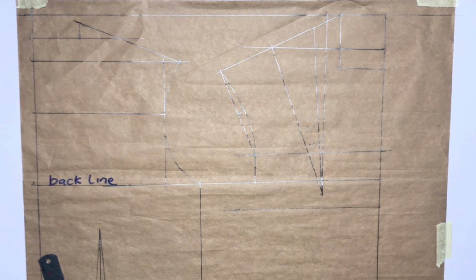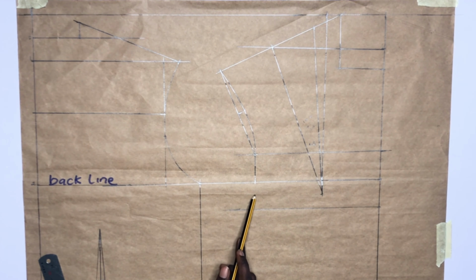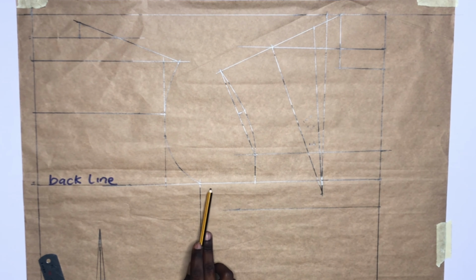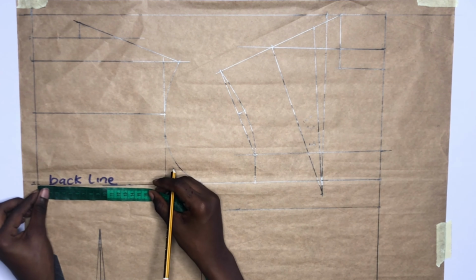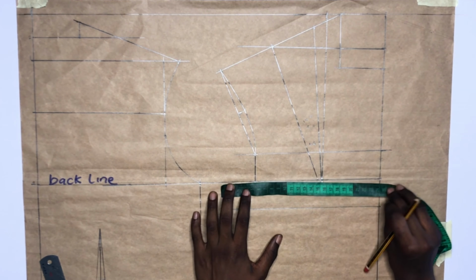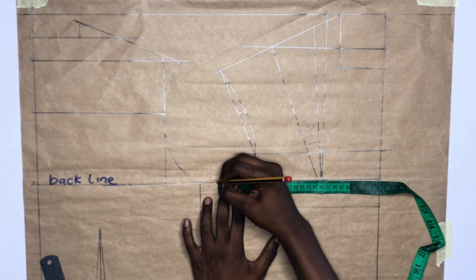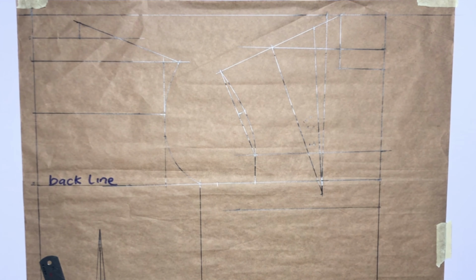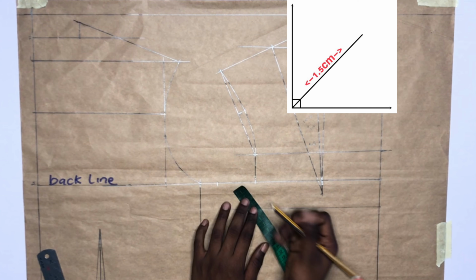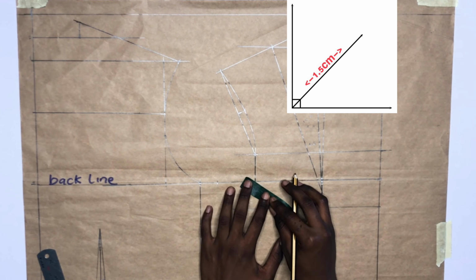Now we're going to our full bust line. So we're going to take half of your bust measurement plus 5 cm minus your back line. That will give us a bust line measurement, and we're going to mark that out like so. At an angle of 45, we're going up by 1.5 cm, and we're going to mark that down.